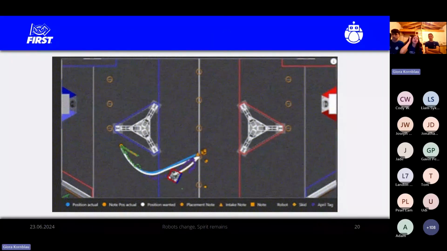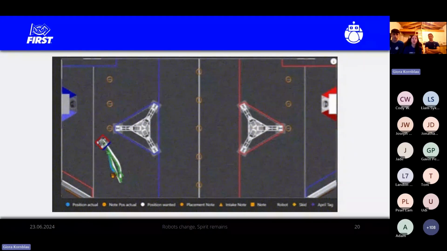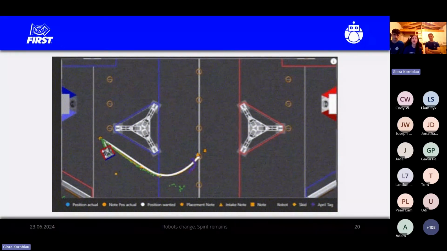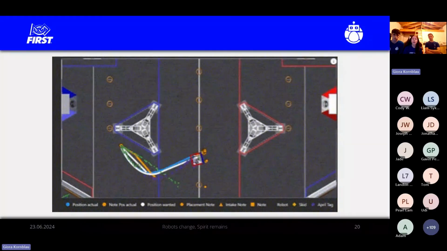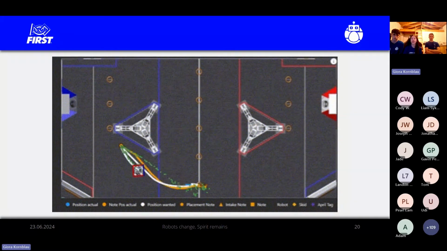So this is from our logger. You can see everything, the whole PoseTracker, everything going together. This is from an autonomous. The white is the path the robot is trying to follow. The blue and the orange are what the robot thinks it's doing. Orange is when we have a note. And the green and the purple are the positions from the camera. And orange is where we think there's a note. So that's everything coming together.